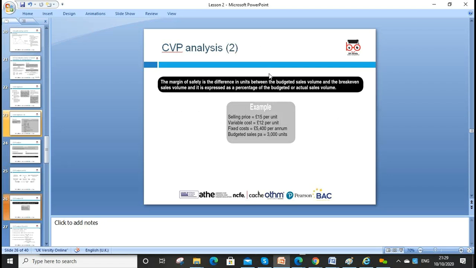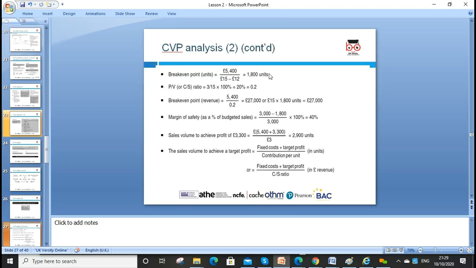So selling price is 15, variable cost is 12. So 15 minus 12 is 3, so 3 is the contribution per unit. Fixed cost is 5400. Then sales per annum we estimate at 3000 units. So what we do now, first we use the break even in units: fixed cost divided by contribution. Fixed cost is 5400, contribution is 3, so 54 divided by 3. So if you produce and sell 1800 units, we will be at break even. Our budgeted sale is 3000, so we are selling more than the break even.